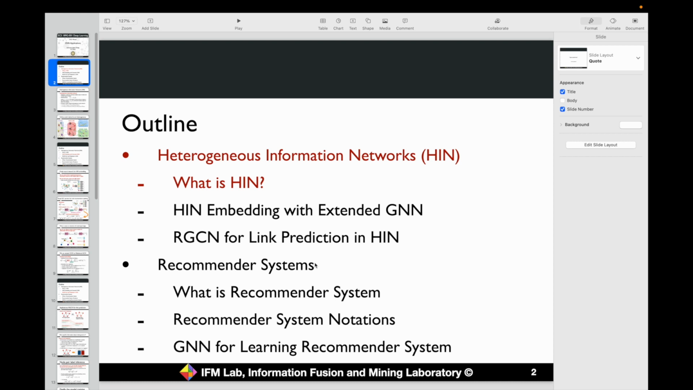Also, we will talk about the basic notations we can use for defining or representing recommender systems. At the end, we will discuss how to use graph neural networks for learning recommender systems, which is a very important topic in academia and industry nowadays. Okay, so let's first talk about what a HIN, a heterogeneous information network, is.